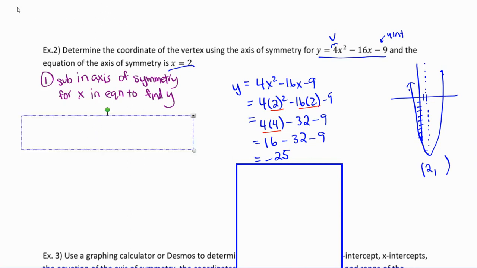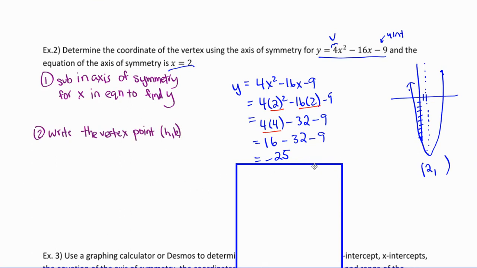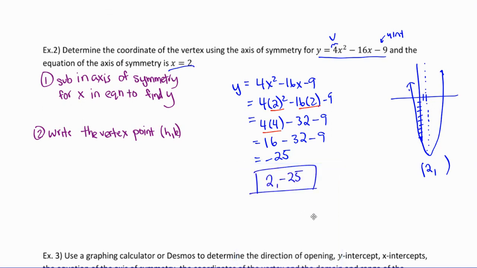Second step is to now write our vertex as a point. I'm asking for the point of the vertex. I don't just want the y value of it. I was given my x value. I'm just writing it as an h, k or XY point, right? So 2, negative 25.